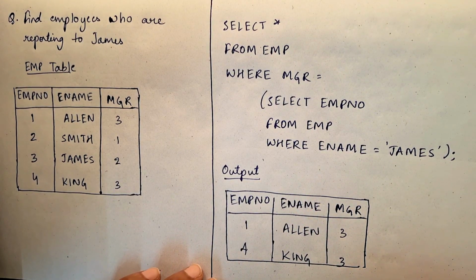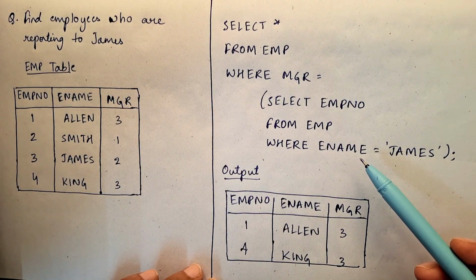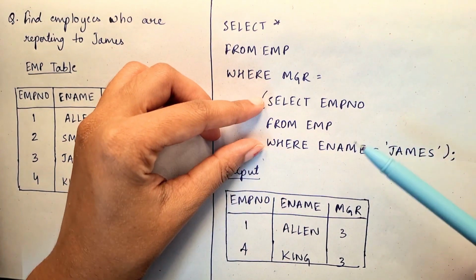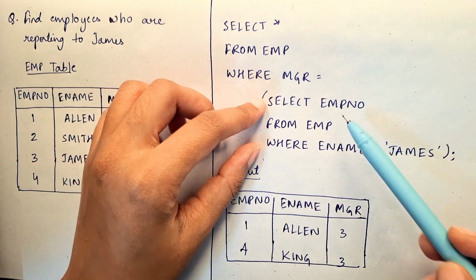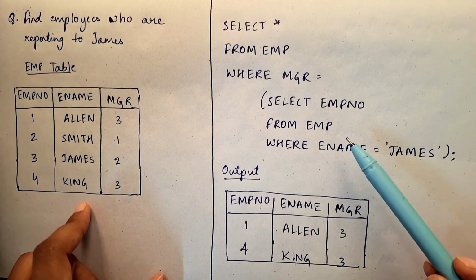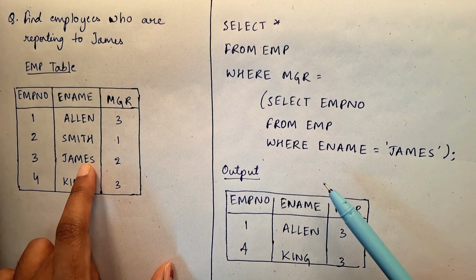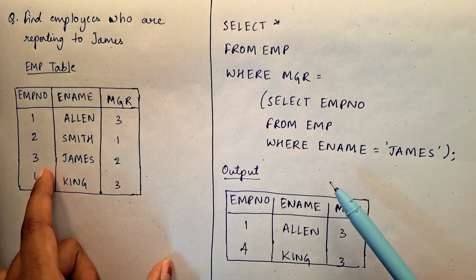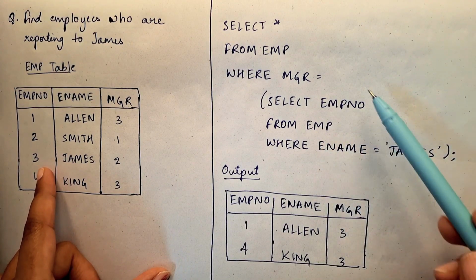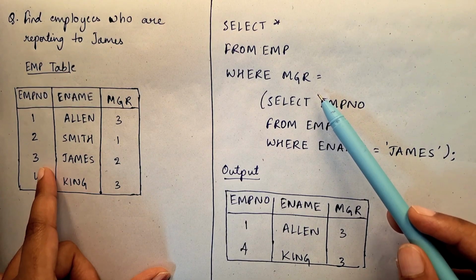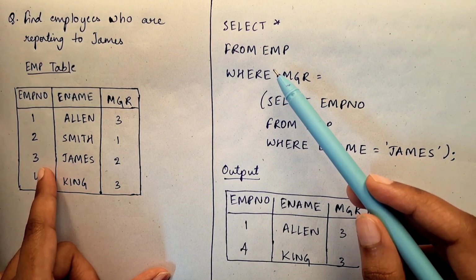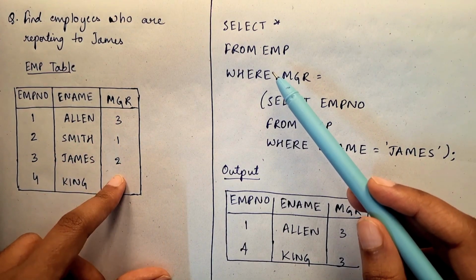Remember this, always the inner query executes first and then the outer query executes. So first, this subquery executes. It selects the employee number from this EMP table where the name is James. So 3 is the employee number of James. So 3 is selected. Now this value 3 is passed to the outer query. Here it selects all the columns from the employee table whose MGR is 3.